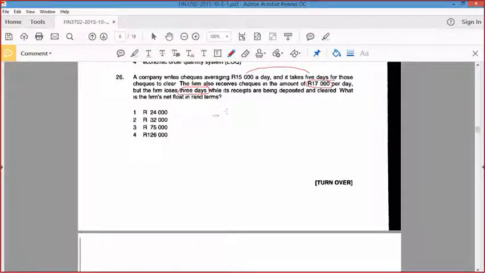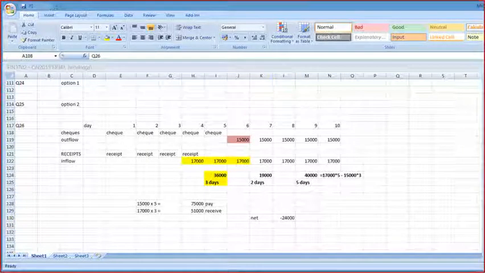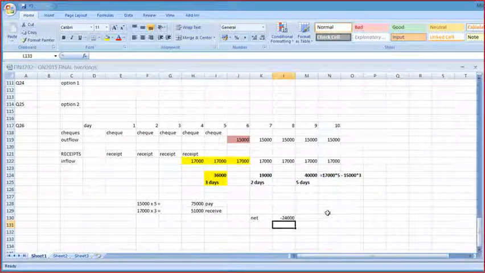What is the firm's net cash flows? The firm also receives checks to the amount of 17 per day, but the firm loses 3 days while its receipts are being deposited and cleared. The company writes checks averaging 15,000 a day and takes 5 days for those checks to clear. Okay, so I would be going with the 24,000, if we're just using that add and subtract story.